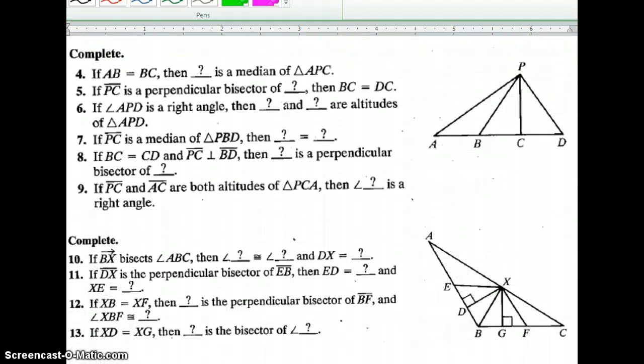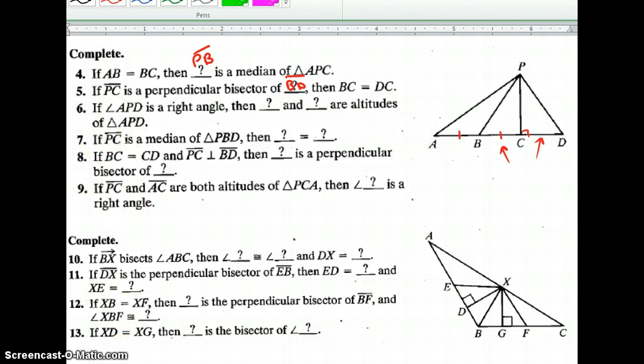If AB equals BC, then blank is a median of APC. That would be PB. We just did a bunch of stuff like that. Remember, medians are segments. If PC is perpendicular bisector of blank, I'm guessing that thing and that thing. So perpendicular bisector of BD, then right.